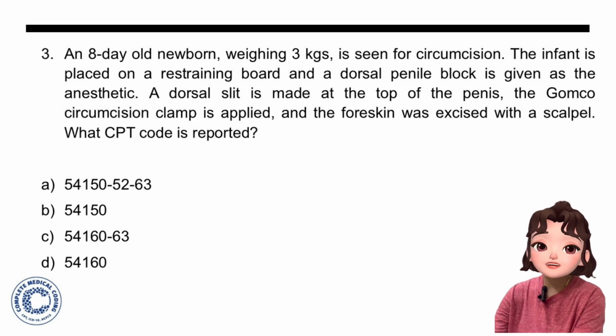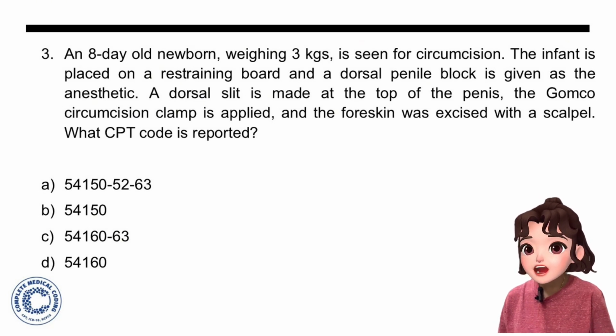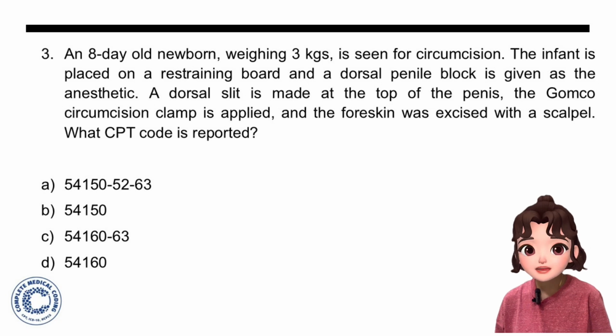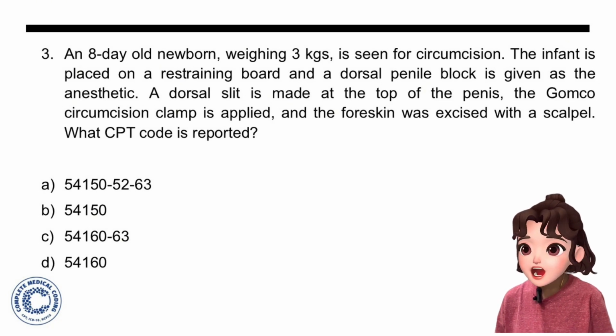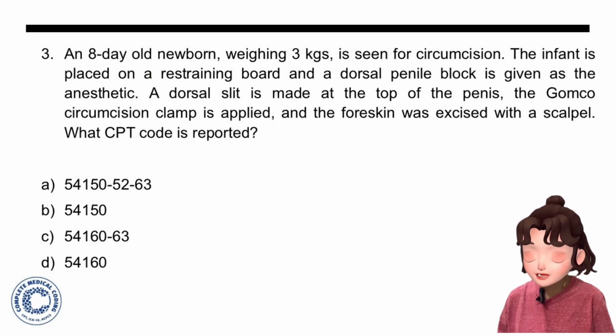Alright, now moving to the third question. An 8-day-old newborn weighing 3 kilograms is seen for circumcision. The infant is placed on a restraining board and a dorsal penile block is given as the anesthetic. A dorsal slit is made at the top of the penis. The Gomco circumcision clamp is applied and the foreskin was excised with a scalpel. What CPT code is reported?